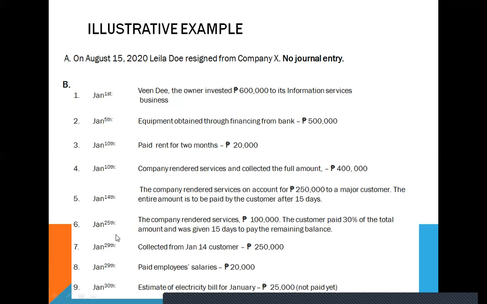On January 25th, the company rendered services of 100,000 pesos. The customer paid 30% of the total amount and was given 15 days to pay the remaining balance. On January 29th, collected from the January 14 customer 250,000 pesos. January 29th again, paid employee salaries of 20,000 pesos. And January 30th, estimate of electricity bill for January, 25,000 pesos, not paid.